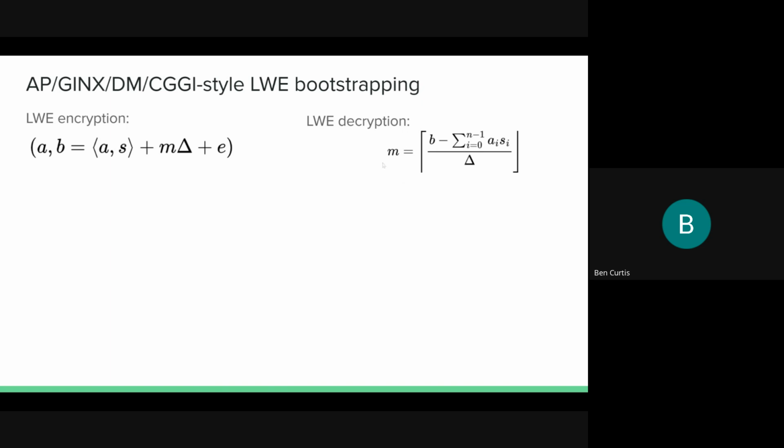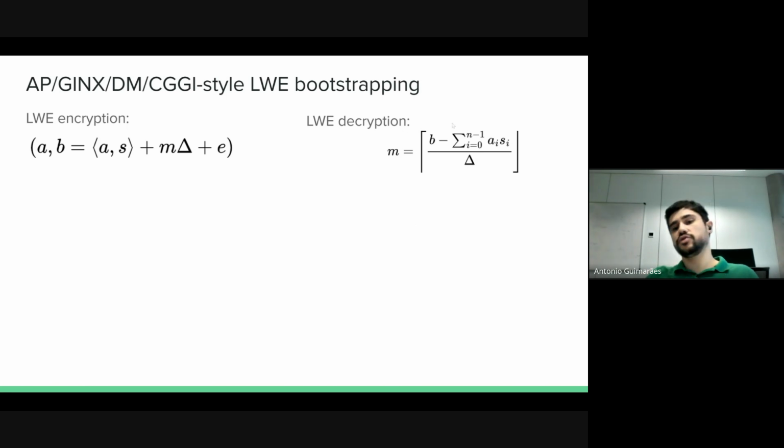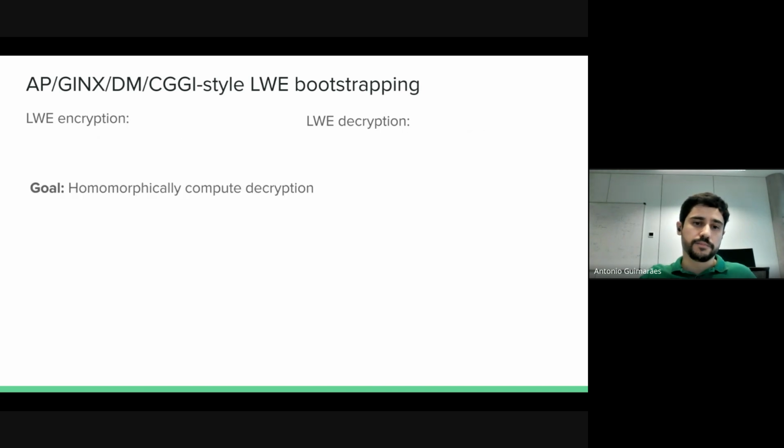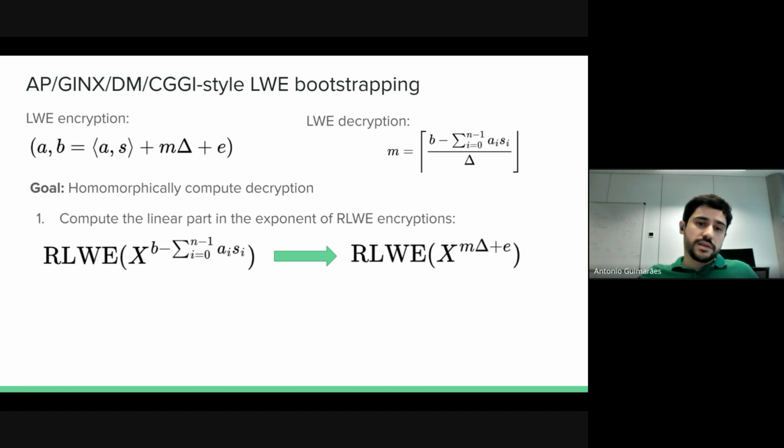Okay. So the goal is to compute this homomorphically. You want to compute the LWE decryption circuit homomorphically. The way this bootstrapping works is that you first compute the linear part, B minus the product of A times S, in the exponent of an RLWE encryption. In an RLWE encryption, I encrypt polynomials. This is basically the message times some scaling factor that comes from the encryption, plus the noise. This is the most challenging part of this type of bootstrapping.